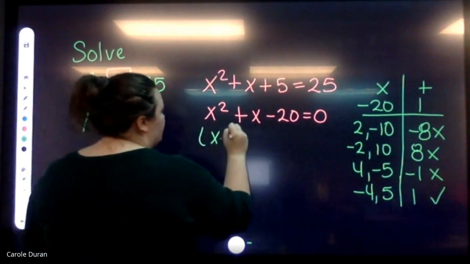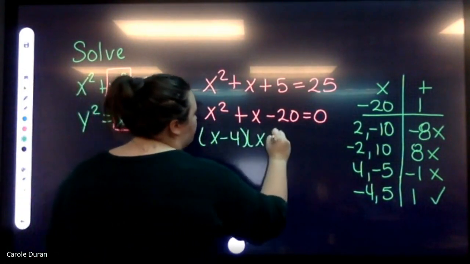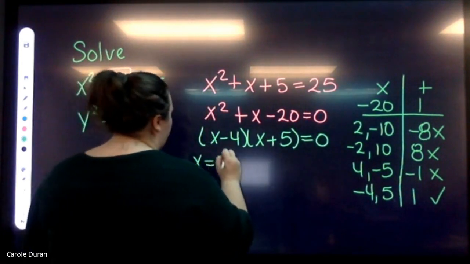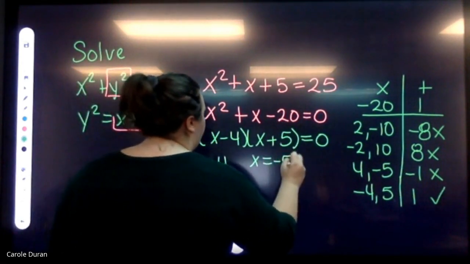Which means this factors into x minus 4 and x plus 5, which then I can separate and set equal to 0 to get x equals 4 and x equals negative 5.